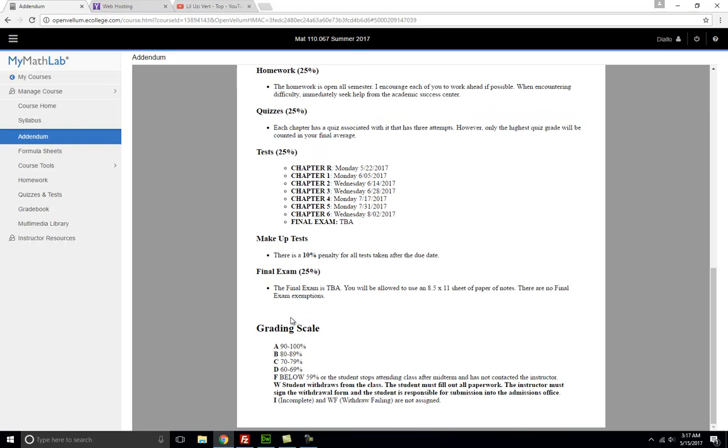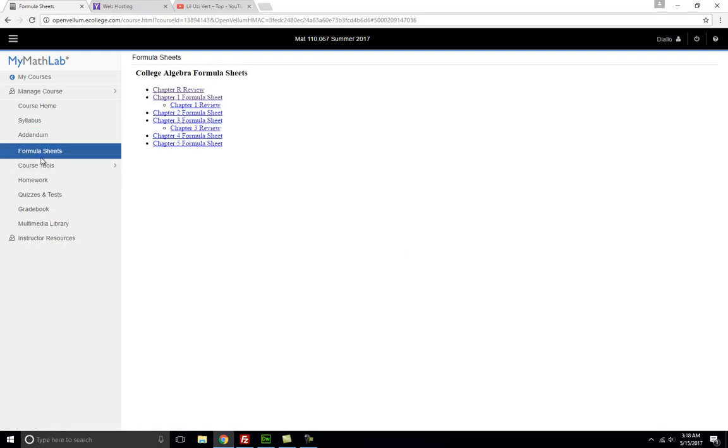Next, we have the final exam. The final exam is also worth 25% of the grade. The final exam is to be announced. I'll post the final exam information after the summer break. You'll be allowed to use a page of notes, front and back, as well as a calculator. There are no final exam exemptions. Lastly, we have the grading scale. We have the standard 10-point grading scale. Next, we have the formula sheet tab, and we have the formulas for the different chapters within our textbook.